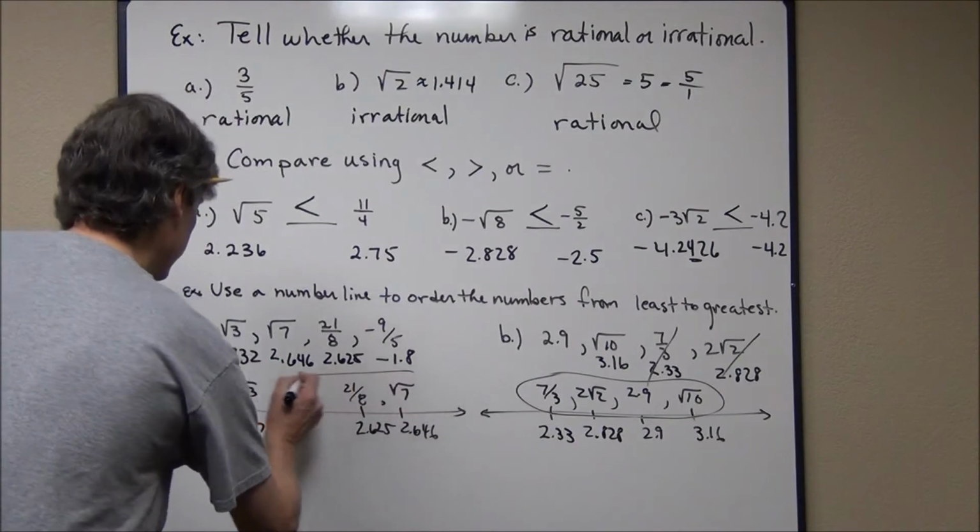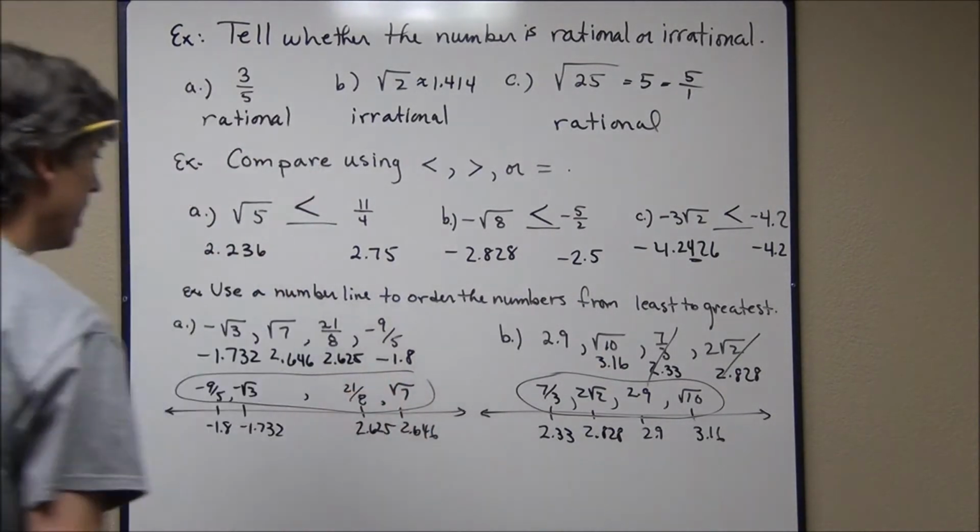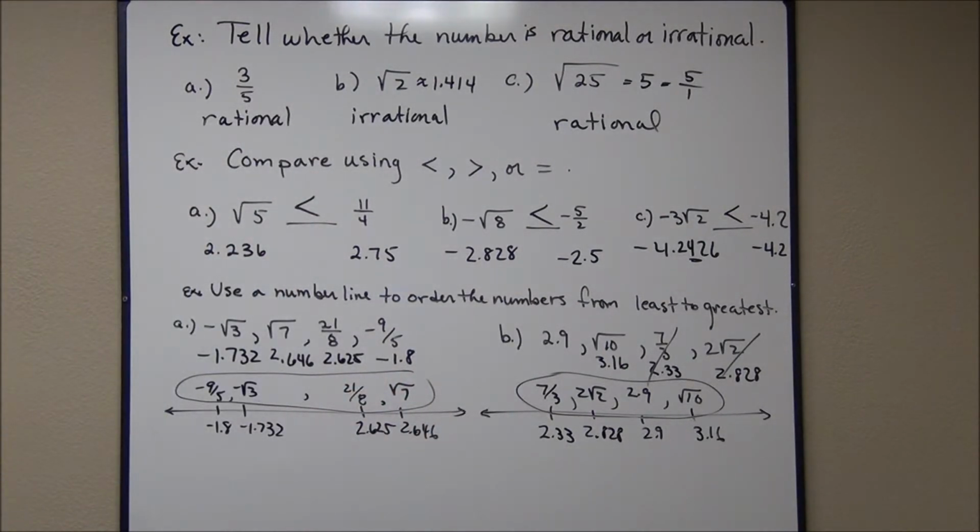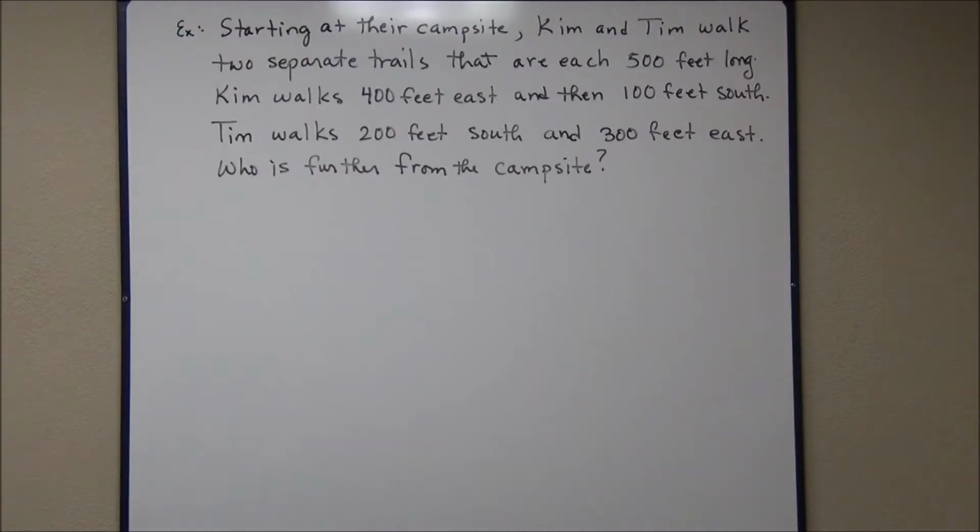All right? And I have them in order from least to greatest. I have one more example for you, and I'm going to do that next. Okay, the last problem is a story problem where we're going to deal with some irrational numbers here.